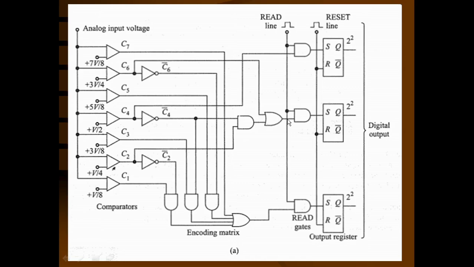That means the output of the OR gate is according to the equation. This is passed to the read-in gate, and this flip-flop is set, and the 2 raised to 1 bit is high for this combination C2 C4 bar or C6. For that combination, the 2 raised to 1 flip-flop is set.